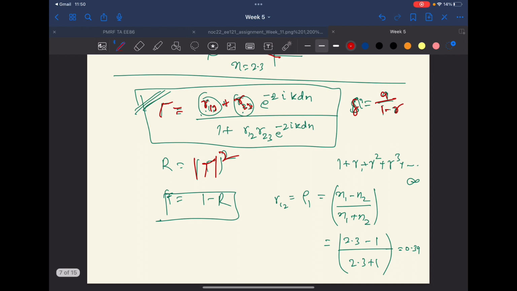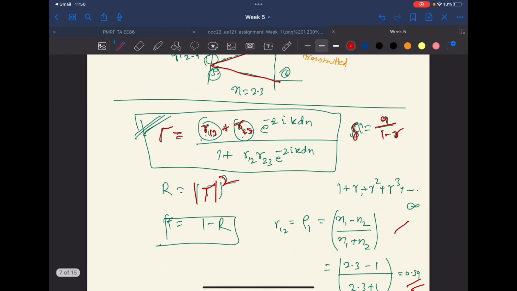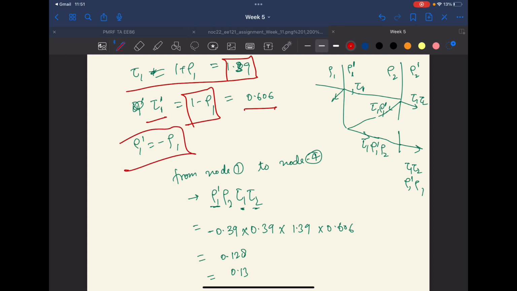From here r12 = rho 1 = (n1 minus n2) over (n1 plus n2). So from here it comes around 0.39, and then you can calculate delta, gamma, and then t and r. So tau 1 = 1 plus rho 1 = 1.39, and tau 2 can be 1 minus rho 1, this is 0.606. So rho 1 dash = minus rho 1.